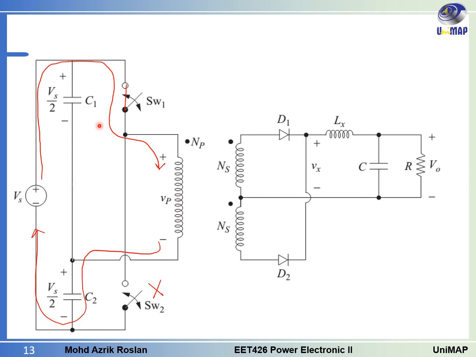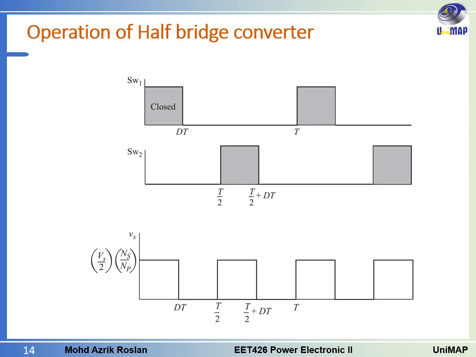The same applies when switch 2 is closed and switch 1 is open. You just draw the line where the switch is open and closed, and you will find that the voltage applied to the VP will be Vs over 2 as well. Then if we look at the voltage Vx at the output side of the converter, the voltage it receives during switch 1 closed and switch 2 closed will be Vs over 2 multiplied by Ns over Np. So it is also half compared to the push-pull and the full bridge converter.